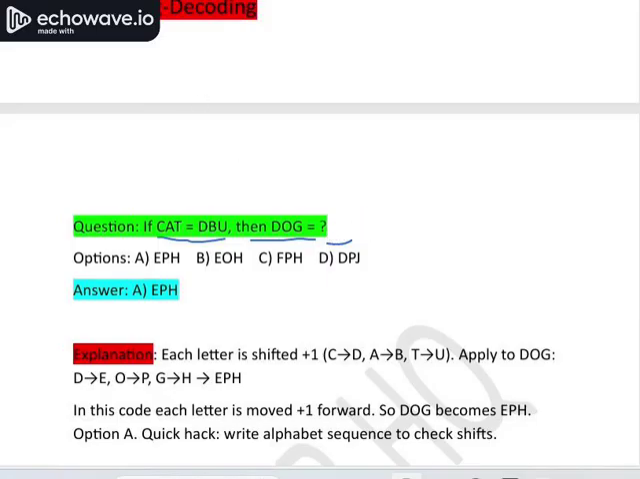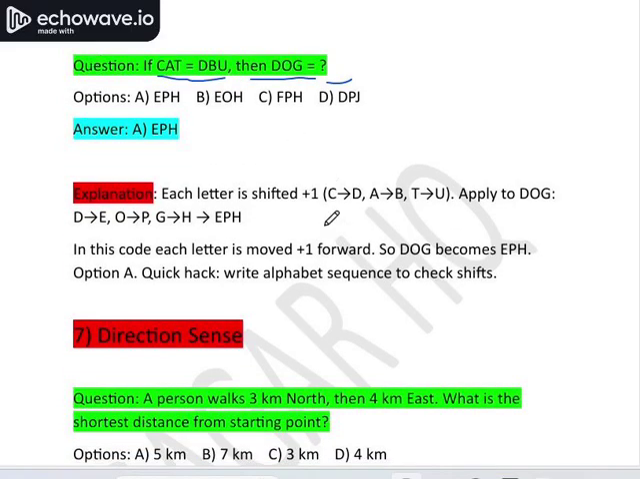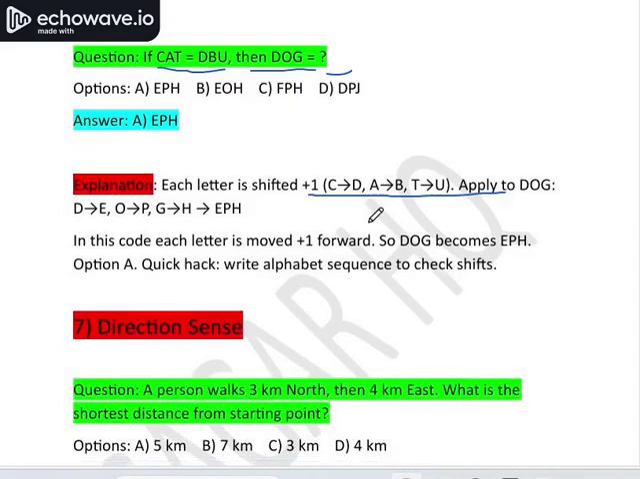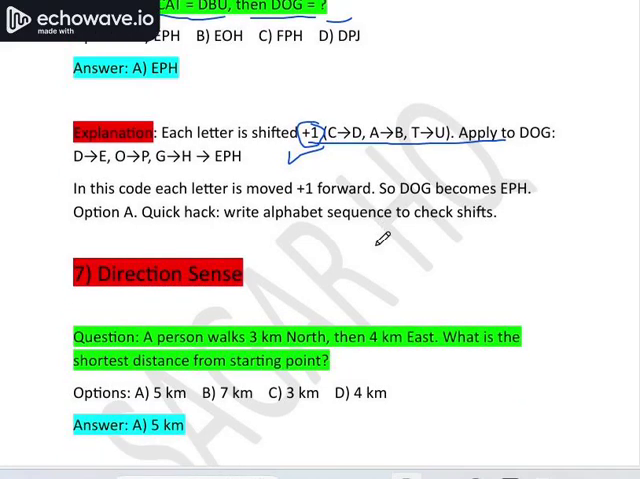C becomes D. If we watch carefully in the question, cat is equal to dbu, so we have to focus on C and D. C becomes D, which is shifted by +1. Similarly, A becomes B, which is shifted by +1. Similarly, T becomes U, which is shifted by +1. So each letter moves one position forward in the alphabet.